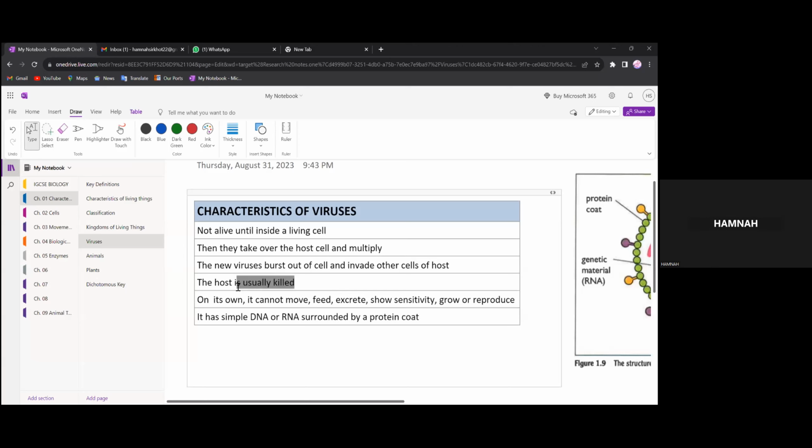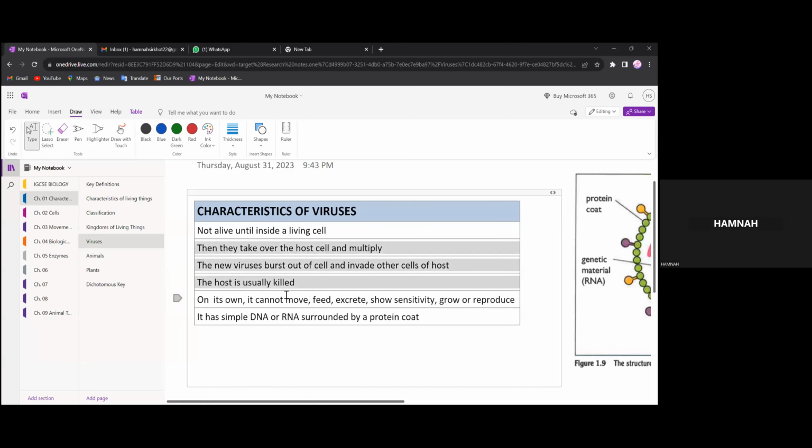The next point is that the host is usually killed, but on its own, a virus cannot move, feed, excrete, show sensitivity, grow, reproduce, or do anything that a normal living thing does. When it comes inside a body, it multiplies, takes over, bursts and invades other cells, and it kills the host. It does so much damage and so much activity.